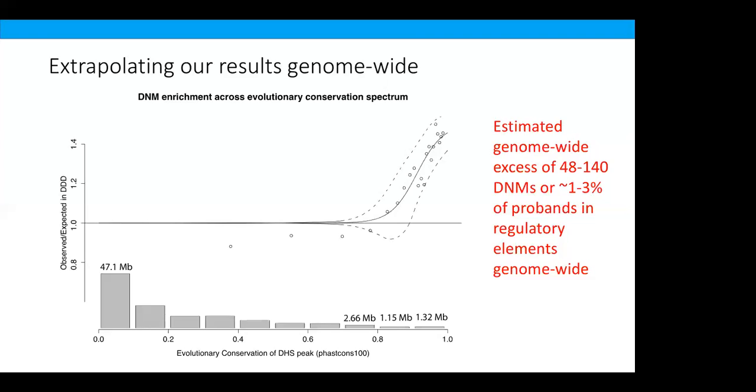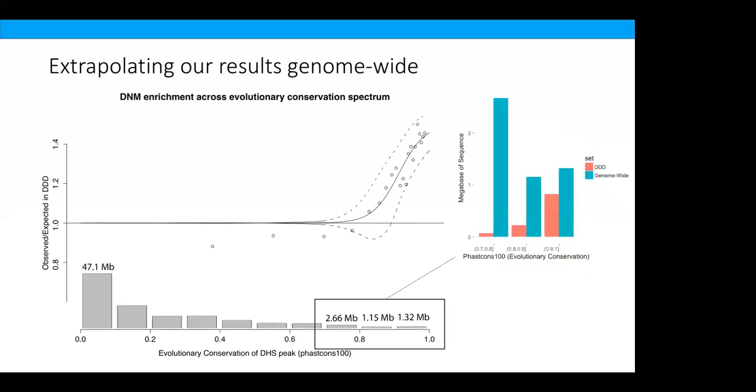So I think it's fair to say that single nucleotide mutations in these regulatory elements should contribute to a minority of these cases, but still a non-trivial set of people. This would be 40 to 140 families in this case. And the other thing to note is that we cover the high end of this evolutionary conservation spectrum within our capture set to a decent degree.